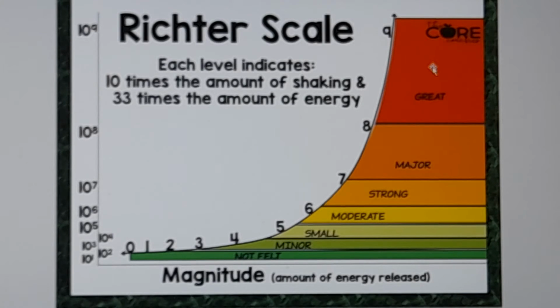Here, great earthquake. Now, we generally think that only one number difference is there, but it's not like that. Each level indicates 10 times the amount of shaking and 33 times the amount of energy. From one level to another level, the amount of energy difference is 33 times. So, when the Richter scale moves from one number to another, the destruction is going to be higher, especially for the higher Richter scale readings.